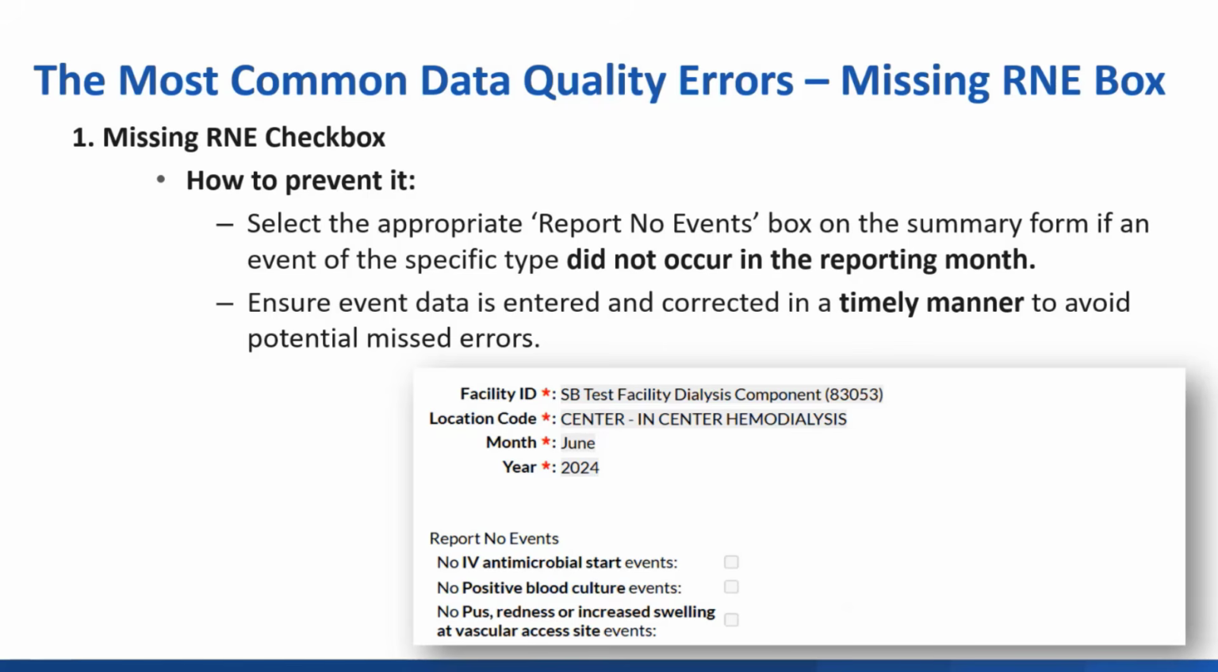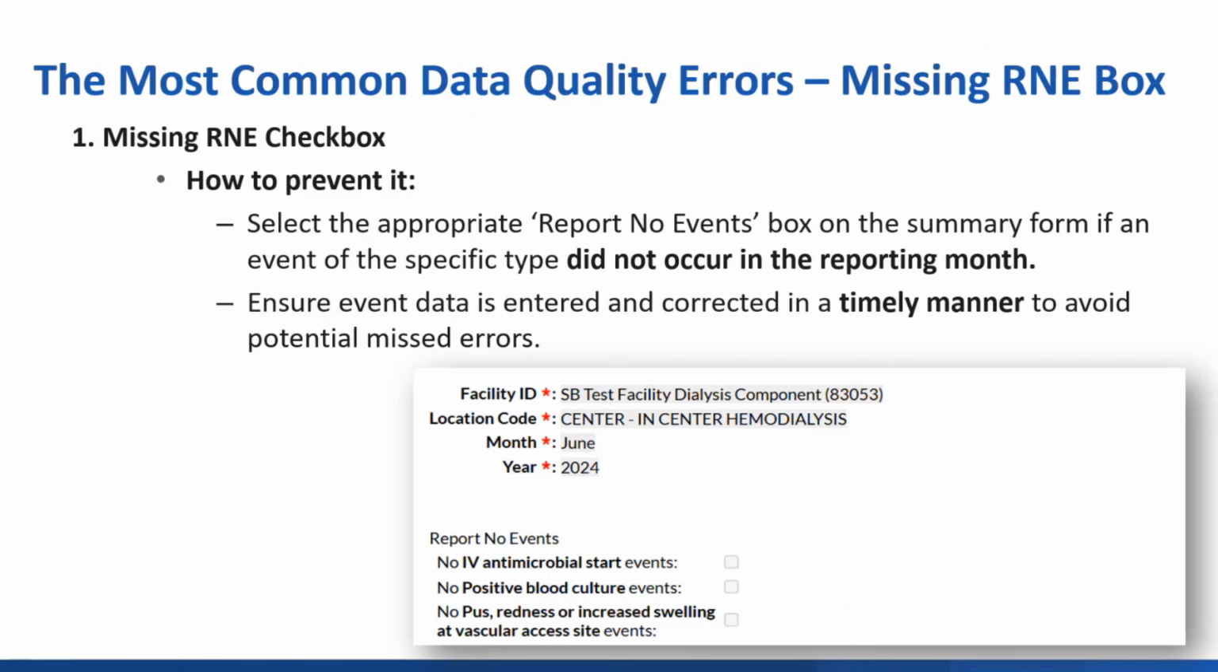So the first one, the main one that we see during our processing of the CMS files, is the missing R&E checkbox. So this is on your summary form. So how to prevent this is to select the appropriate report no events box on the summary form if an event of the specific type did not occur in the reporting month. Ensure event data is entered and corrected in a timely manner to avoid potential missed errors.